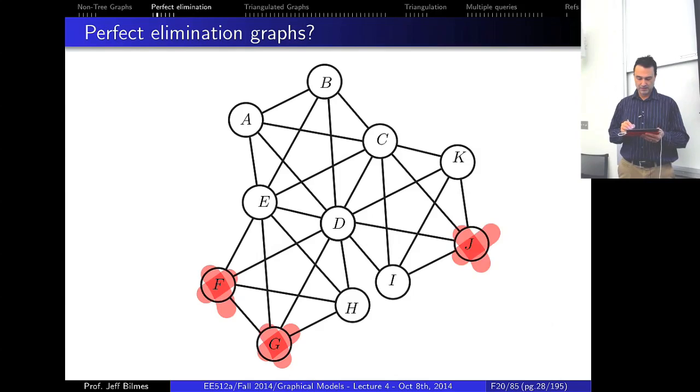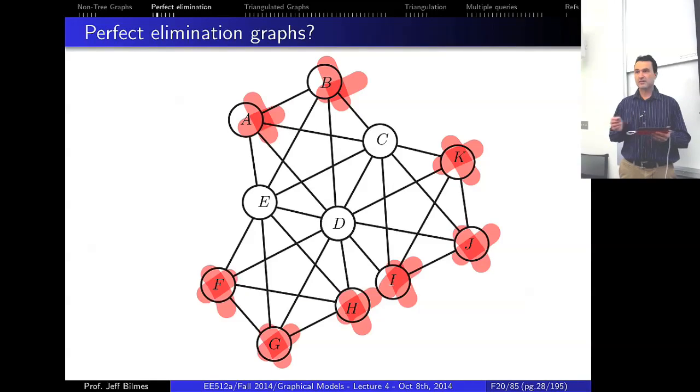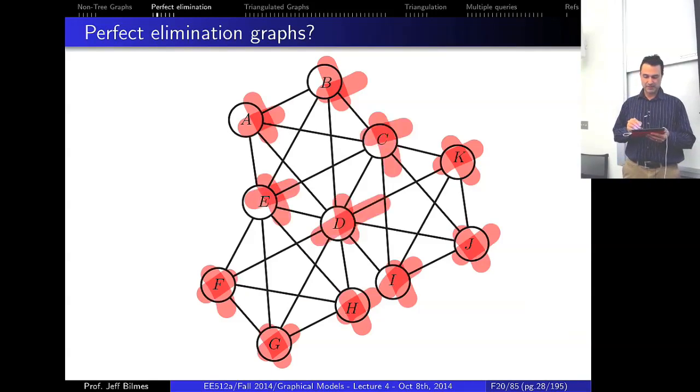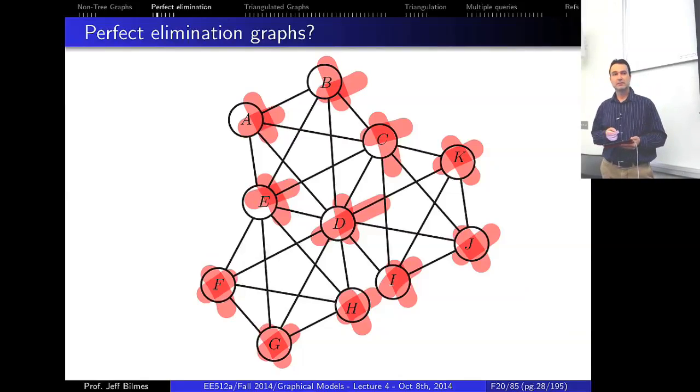And then this one. And say this one, and this one, and this one, and this one, and this one. And then we're left with a 3 clique, and then we can eliminate any order we want. So that's a perfect elimination graph.